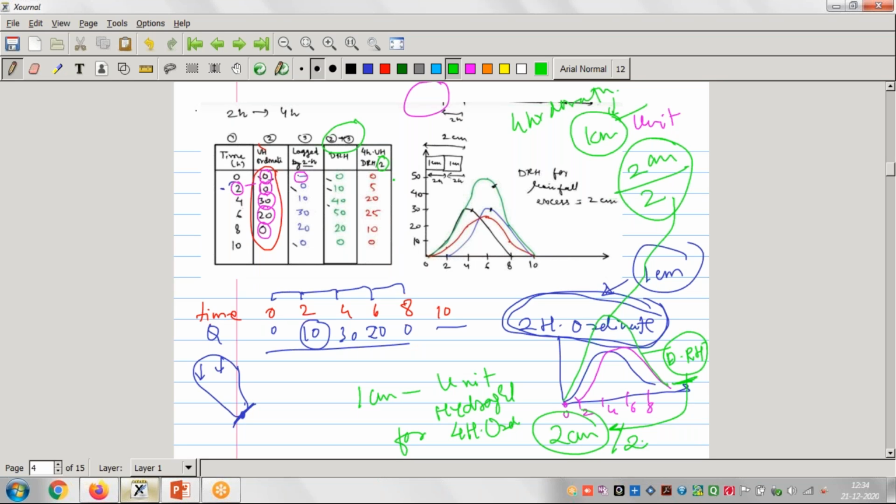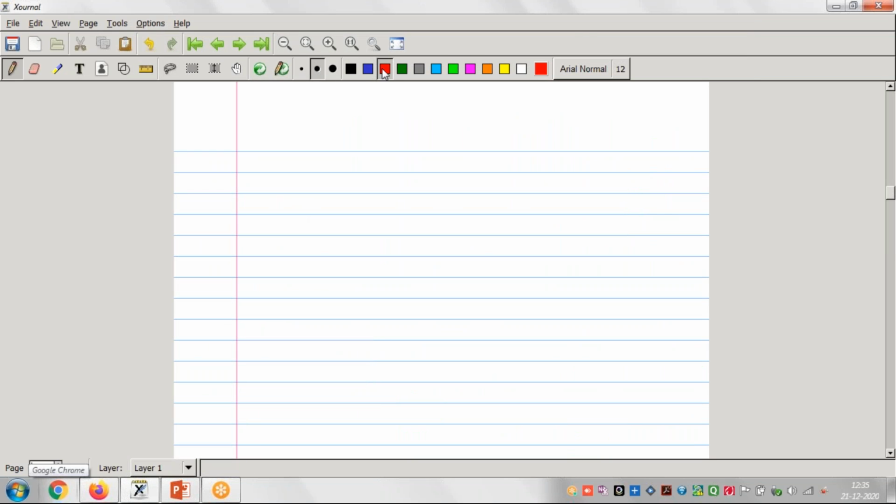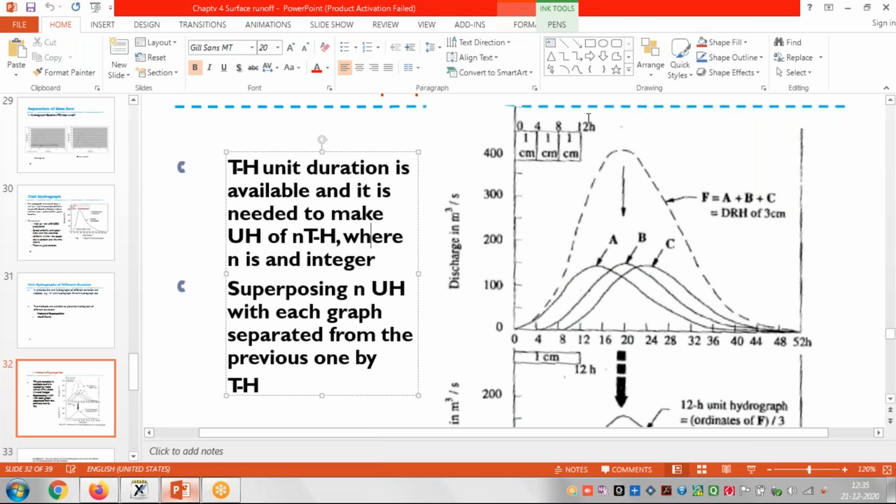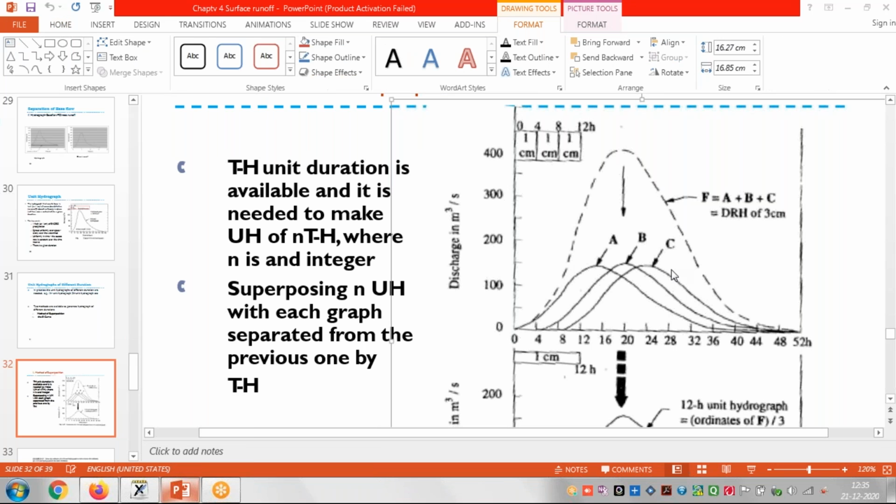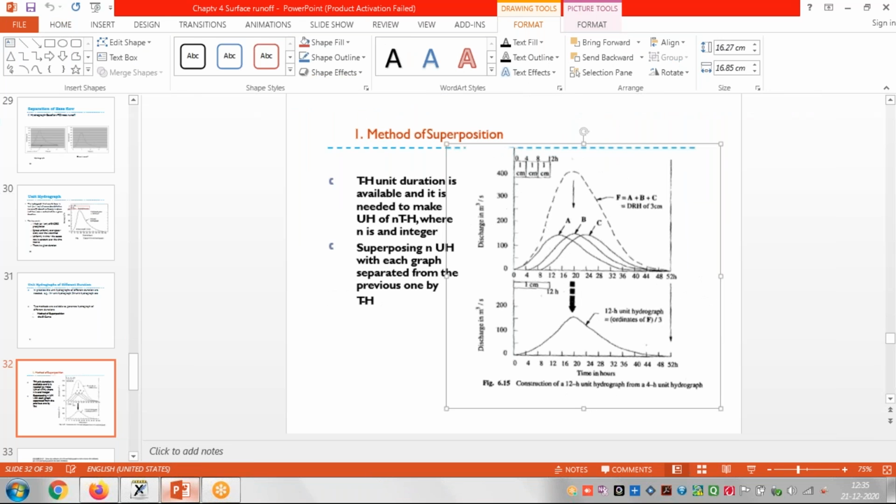When we divide, 0 by 2 is 0, then 10 divided by 2 becomes 5, then 40 divided by 2 becomes 20, 50 divided by 2 becomes 25, and 20 divided by 2 becomes 10. We draw these ordinates, and you will see this red graph, this hydrograph, is our 4 hour unit hydrograph. Is this okay? I hope it is clear to you. This technique is called the superimposition technique.